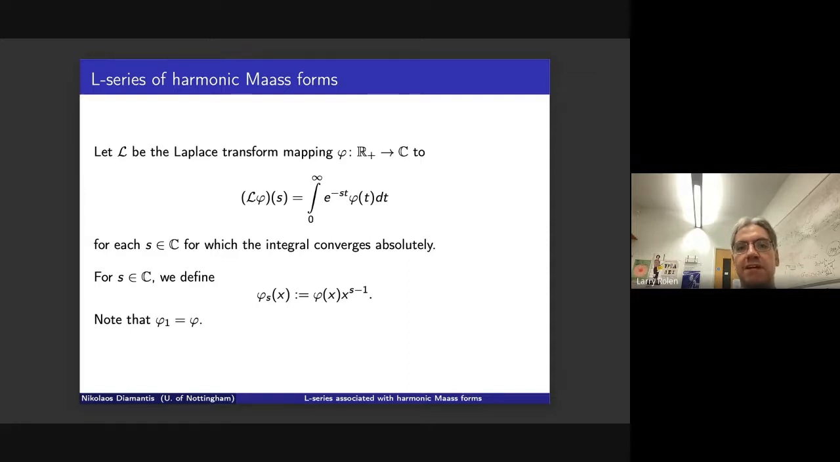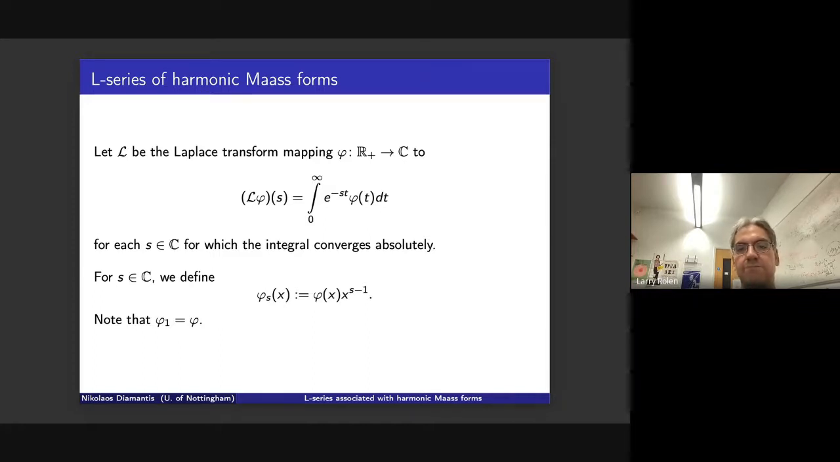We start with Laplace transforms. So we look at the phis. For example, we can even think, and we will be thinking later on, of compactly supported real analytic phis on the positive real numbers. And then we consider the Laplace transform in the very classical way that we write it. And for the time being, we do not worry about which S make it converge absolutely. This will depend on the specific application.